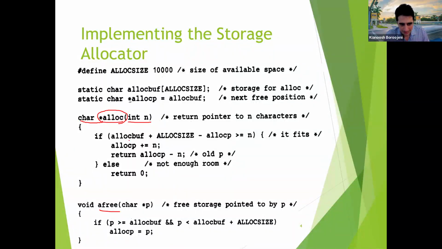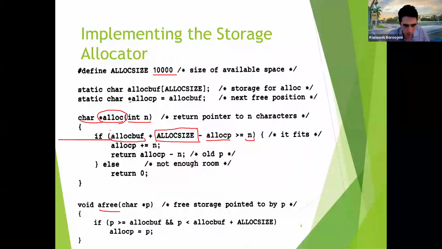How does alloc work? Basically, we start with the alloc buff, which is the name of that stack. That's the pointer to the beginning of the stack, plus alloc size. That's the capacity of your heap. You don't have more memory than alloc size, which is set to 10K. That means you have only 10 kilobytes of memory. And then I do minus alloc p. Alloc p is the pointer to the first free cell. If this is greater than or equal to n, that means you have more than n free bytes.